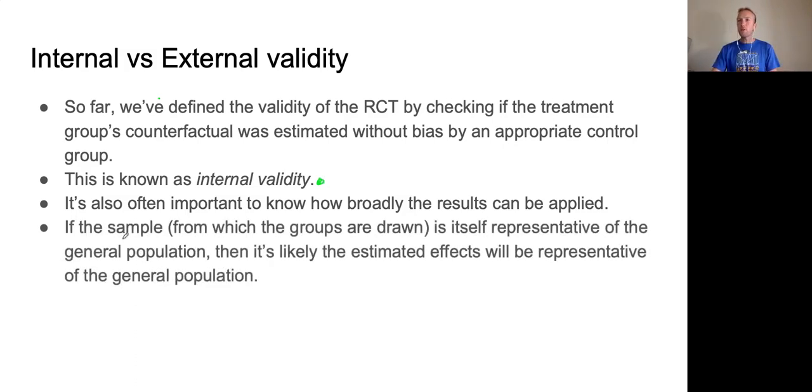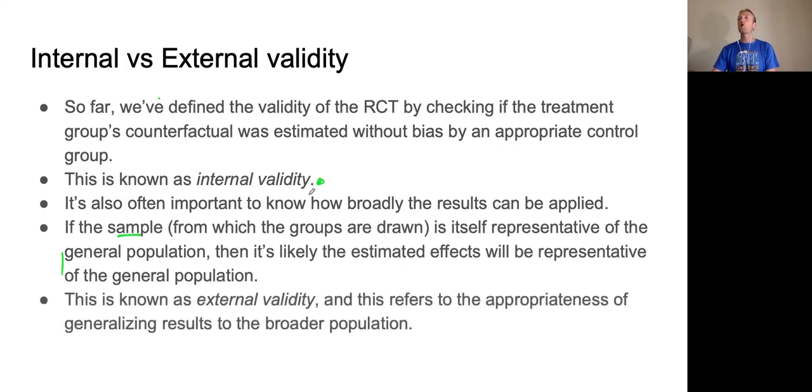If the sample, and when I talk about the sample, I mean all the groups of people, which is later divided into treatment and control groups, is itself representative of the general population, then it's likely the estimated effects will be representative of the general population. And this is called external validity, okay? It's external because it talks about the interface between the RCT and the rest of the country. Is it valid toward the rest of the broader population?